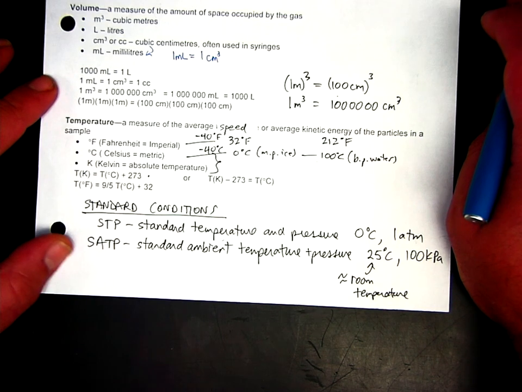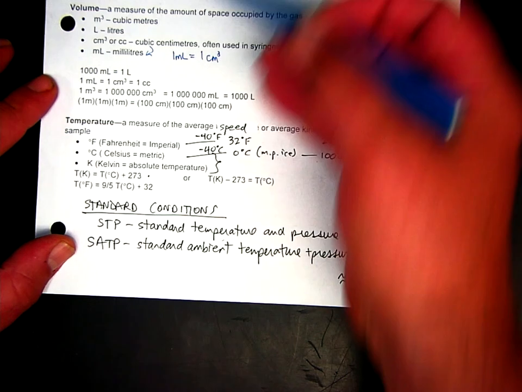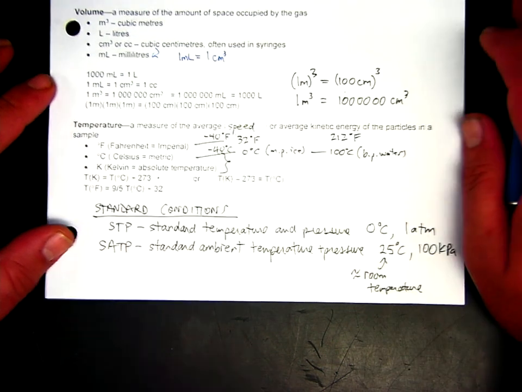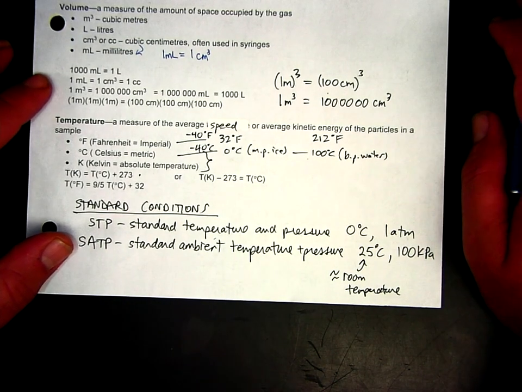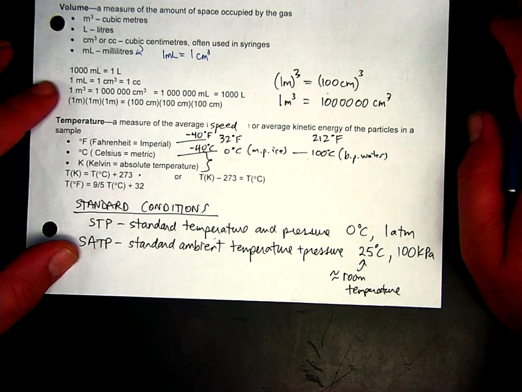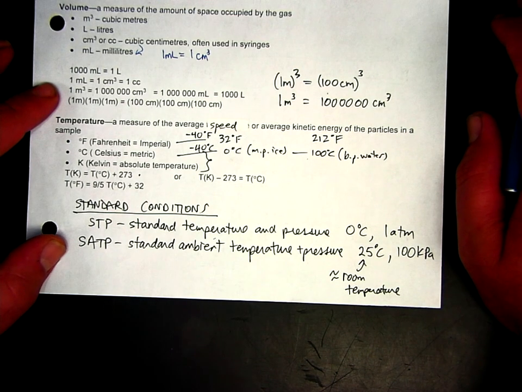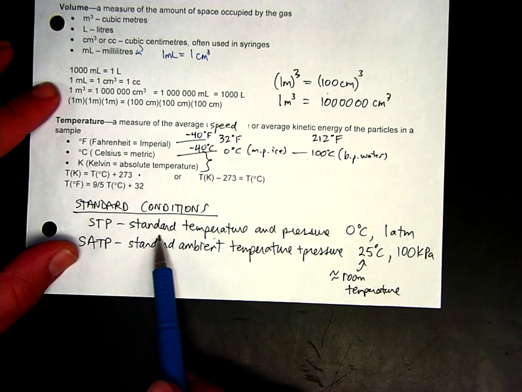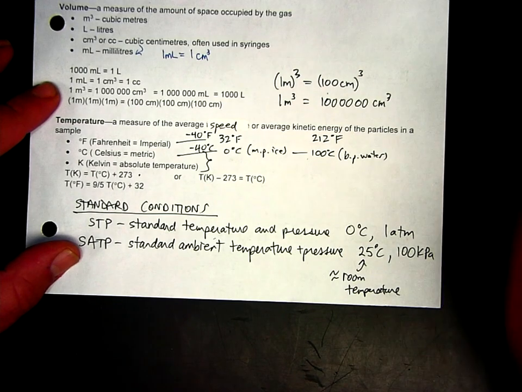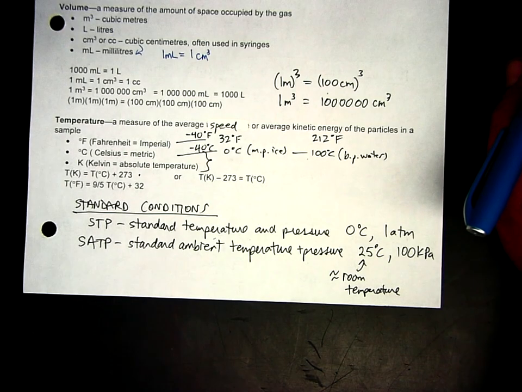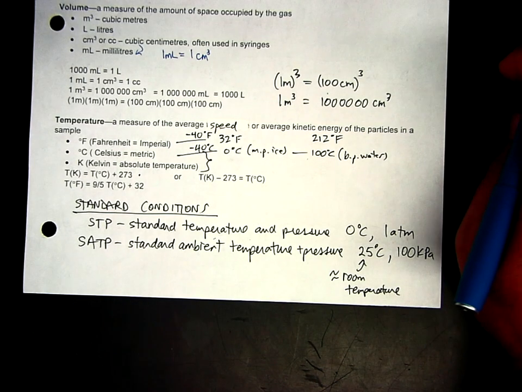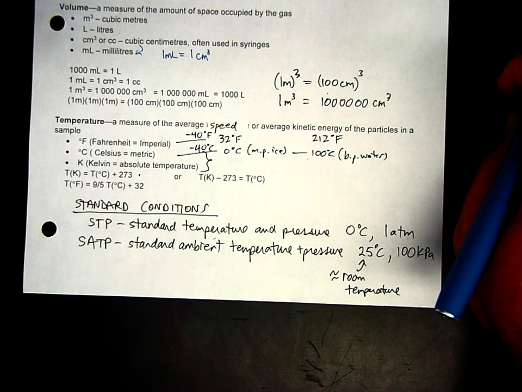One last thing that I want to mention is, because there's so many different conditions we can use for pressure and temperature, the International Society of Chemists have come up with two sets of standard conditions. Standard temperature and pressure, or STP, is 0 degrees Celsius and 1 atmosphere. So that's a fairly normal pressure. 0 degrees Celsius is okay too. The only issue is if you're dealing with solutions, some of those solutions are going to freeze at that point.